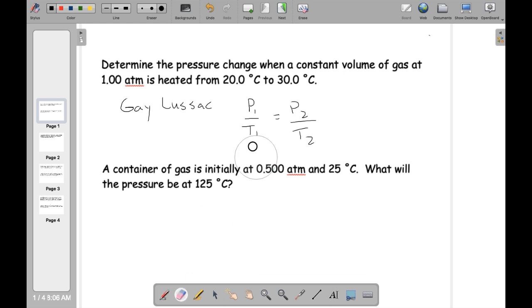So let's go ahead and do a few examples. Like I said before, most of these gas laws can be easy if you just pay attention to the units and you slowly make sure you have the right equation and you don't make any mistakes. So, determine the pressure change when a constant volume of gas at 1 atmosphere is heated from 20 degrees Celsius to 30 degrees Celsius.